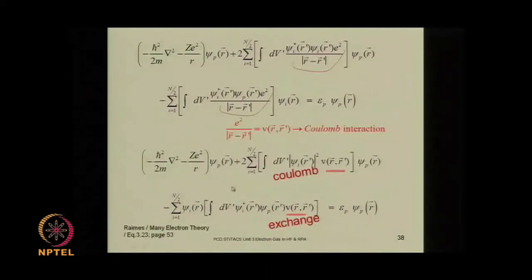So, this is the Coulomb and the exchange term, and this is in the notation of Reims. You will find this in the book by Reims called Many Electron Theory, and in the edition which I have got, it is equation number 323, page 53. So, you can follow the book by Reims as well.